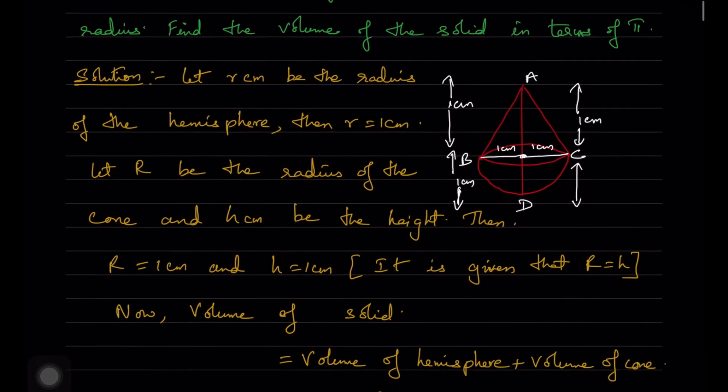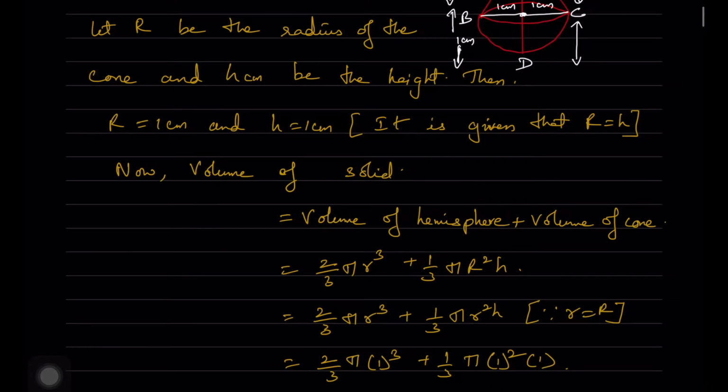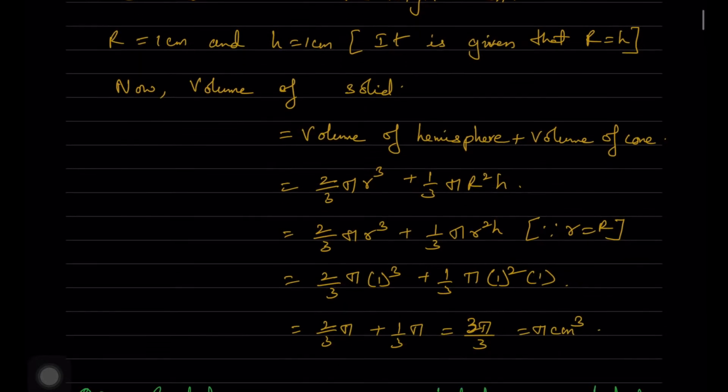So now volume of the solid is equal to volume of the hemisphere plus volume of the cone. So volume of the hemisphere formula is 2 by 3 pi r cube plus volume of cone is equal to 1 by 3 pi R square h. You know that capital R is also equal to small r. So which is equal to 2 by 3 pi r cube plus 1 by 3 pi r square h. Since small r is equal to capital R, in the place of r we'll put 1. So we get 2 by 3 pi 1 cube plus 1 by 3 pi into 1 square into 1.